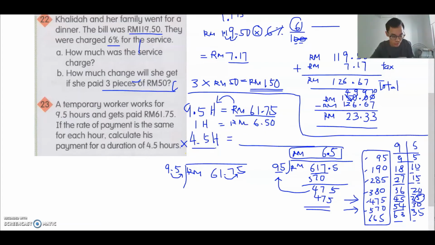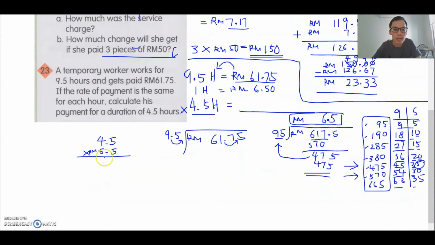So now the question asks for 4.5 hours. So 4.5 times 6.5. Okay, 1 hour is 6.5. So 4.5 hours, you times 6.5. Okay, so we use 5 to times first. 5 times 5 is 25. We write 2. 5 times 6 is 30. 30 plus 2 is 32. And then you start the second row with a 0.